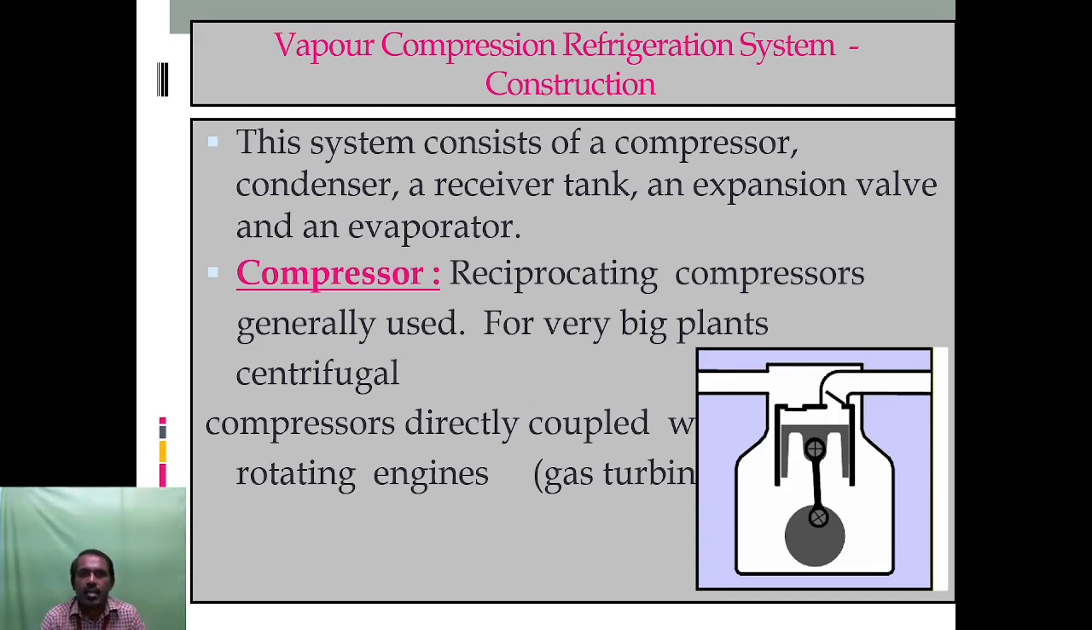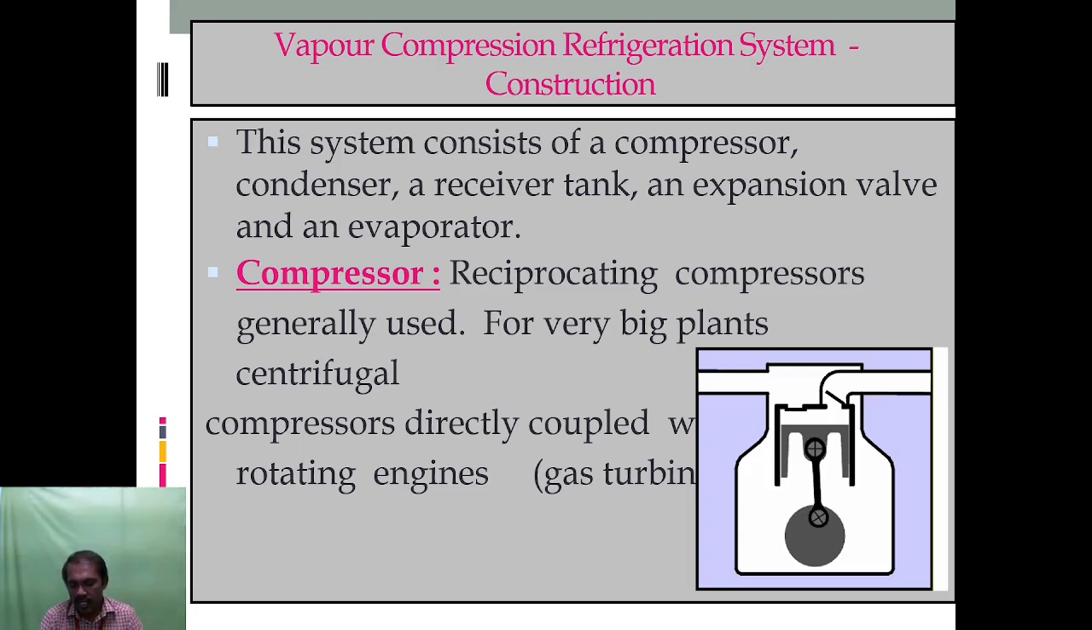Here we explain the vapor compression refrigeration system. The system consists of a compressor, condenser, receiver tank, expansion valve and evaporator. So here, a receiver tank is added to the vapor compression system.